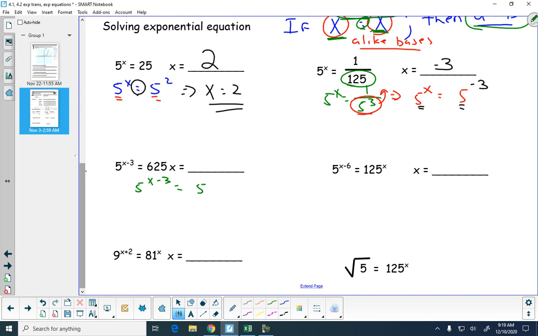625 would be 5 to the what power? Vivi, did you ever make it? Yeah. All right, 5 to the what power? Good morning, by the way. Good morning. 5 to the 4th power. So we have 5 to the x minus 3 is equal to 5 to the 4th power. So if my bases are equal, and we have equality here, that means our exponents must be equal. So we have x minus 3 is equal to 4, so x is equal to a value of 7.